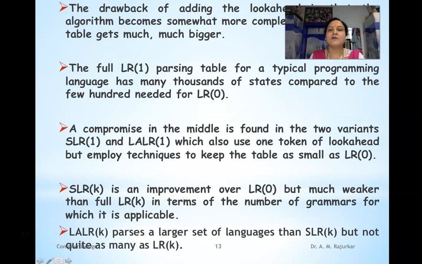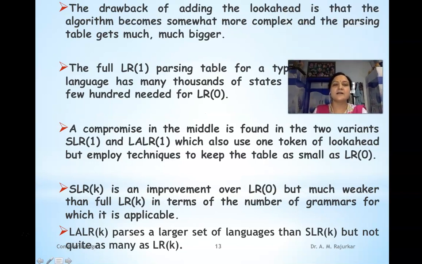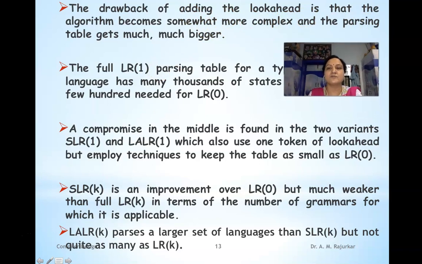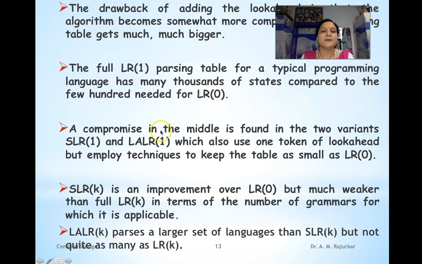The drawback of adding the look ahead is that the algorithm becomes somewhat complex and the parsing table gets much bigger. So this is the limitation of LR(1) parsing: by adding one look ahead we have increased the power of the parser, but the drawback is that it becomes more complex and the parsing table gets much bigger because of the involvement of look ahead.